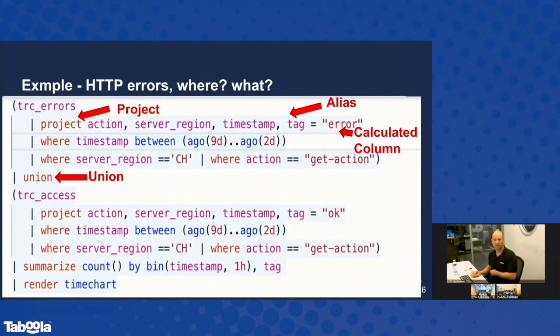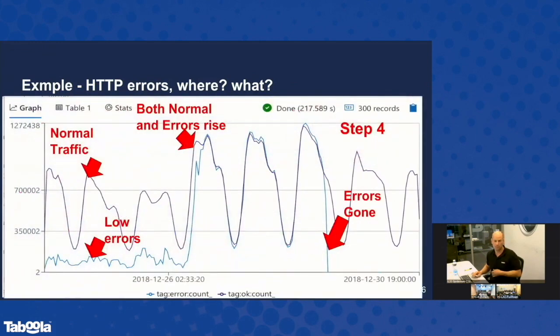So now let's go over the output, okay? Let's do it together. Chris, Andrew, guys from LA, you can stop me anywhere, anytime, okay? This is the timeline. We start with low errors, normal traffic, right? We continue. We see at this point, the errors rise. And the normal traffic rises. This is interesting.